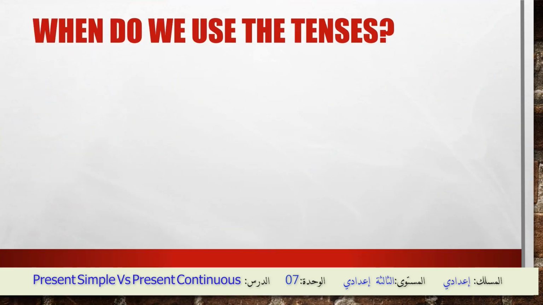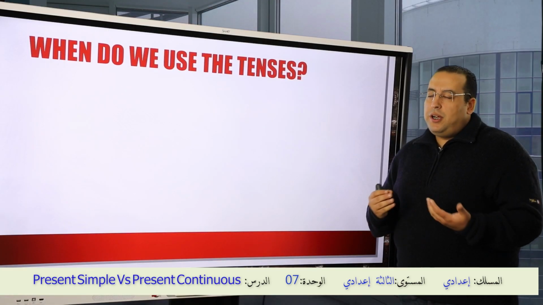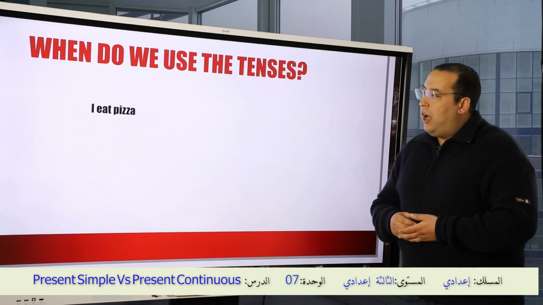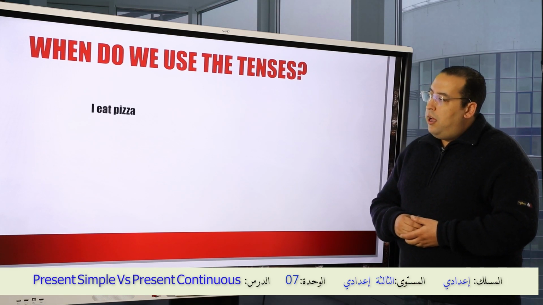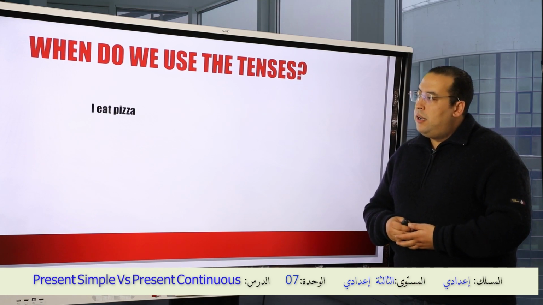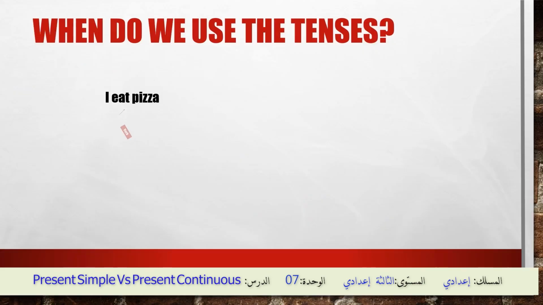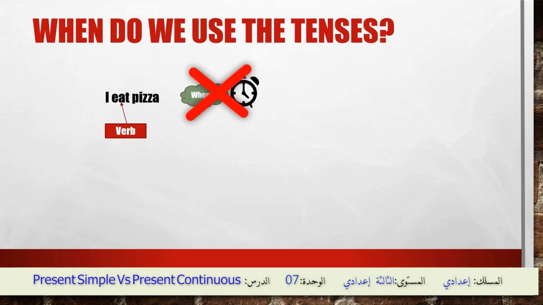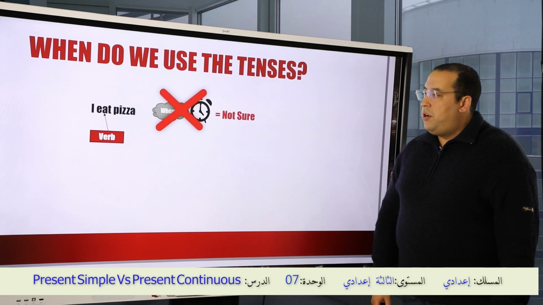So, when do we use the tenses? We start with the present simple and we notice this example, I eat pizza. So what is the verb here? Yes, the verb is eat. So, if you ask, when did you eat or when do you eat pizza? Do we have an answer in this sentence? Of course not. It's not clear. So we are not sure about the time.